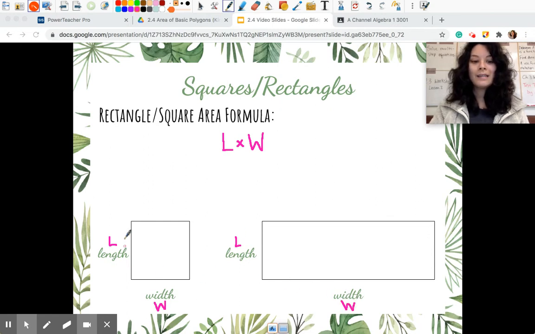And as you can see, it doesn't really matter which one I say is the length and the width. When we were looking at that Doug problem, I said the vertical side, the up and down side, was the width, and the bottom part was the length. It doesn't really matter because when you multiply, the order of the terms won't matter anyway. Length times width is going to give you the same answer as width times length.